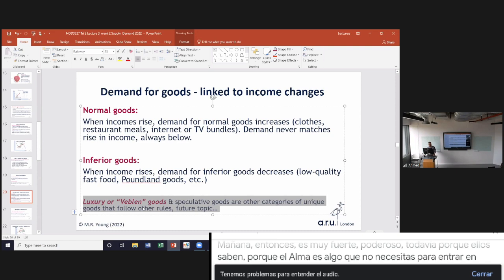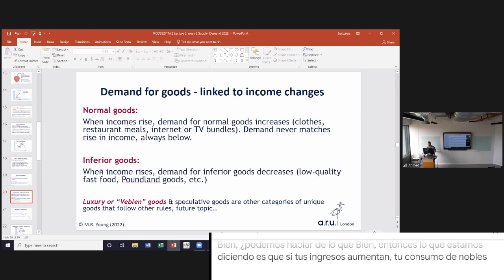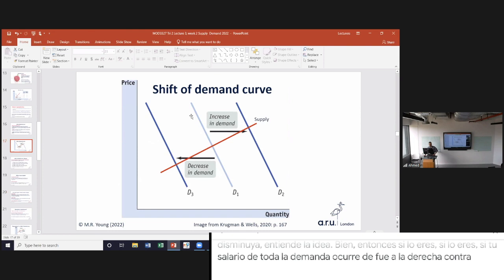What should we do on the other side? Okay, so what we're saying then is, if your income goes up, your consumption of normal goods goes up, but your consumption of inferior goods goes down. You get that idea? So if your salary goes up, the whole demand curve goes to the right, shifting from D1 to D2, right? So your salary's gone up, all normal goods will see increasing consumption.